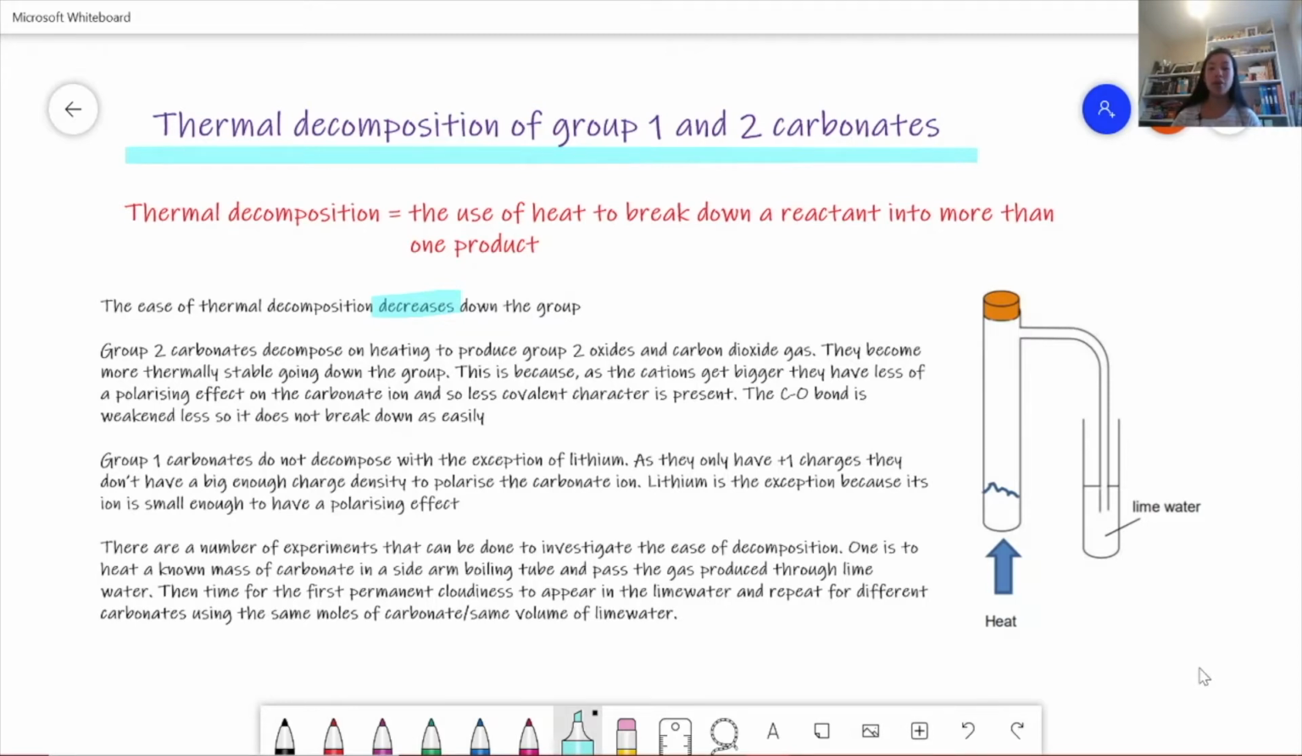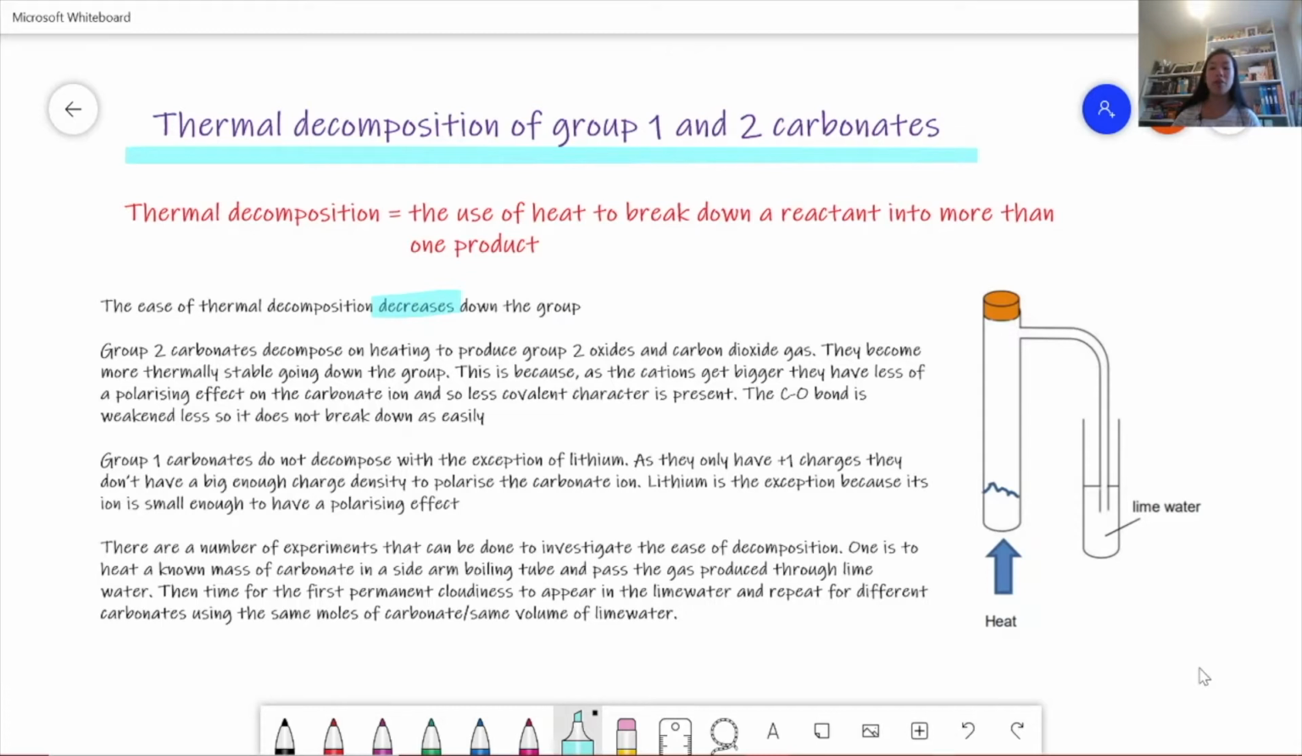They become more thermally stable going down the group, and this is because as the cations, the positive ions, get bigger, they have less of a polarizing effect on the negative carbonate ion, and so it doesn't distort it as much, and so there's less covalent character. This means that the C-O bond is not weakened as much, and so it does not break down as easily.